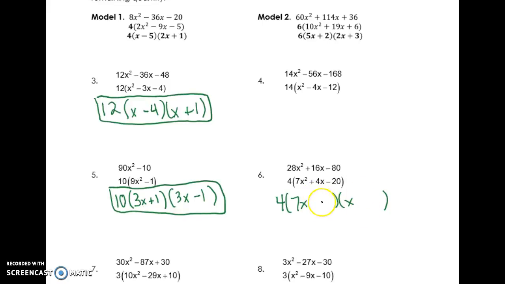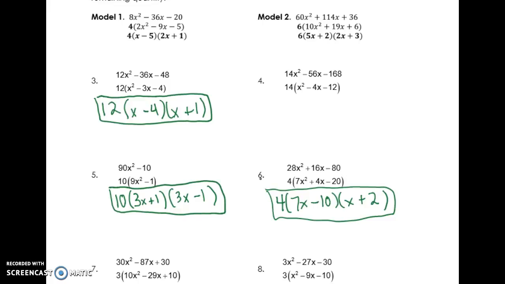So instead of 5 and 4, I'm going to try a different combination of 20. I'm going to go with a 10 and a 2. And I'm going to go minus 10 and a plus 2. Because when I take 7 times 2, I get positive 14. And negative 10 times x is negative 10x. Together, that gives me 4x. And that's what I wanted. So there's my completed factor problem: 4 times quantity 7x minus 10 times x plus 2.